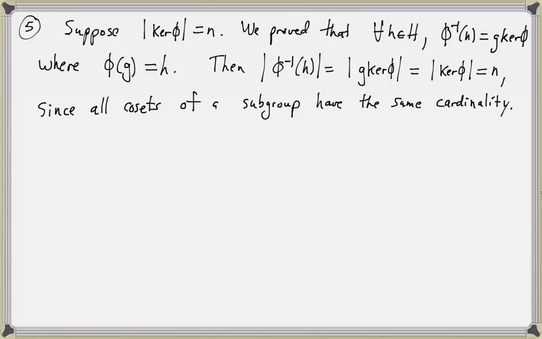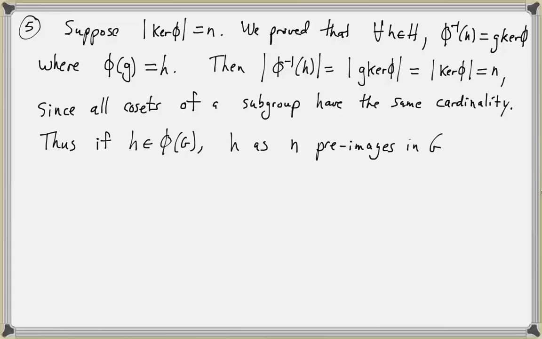So thus, if h is in the image of G, h has n preimages in G, i.e. phi is an n-to-1 mapping.